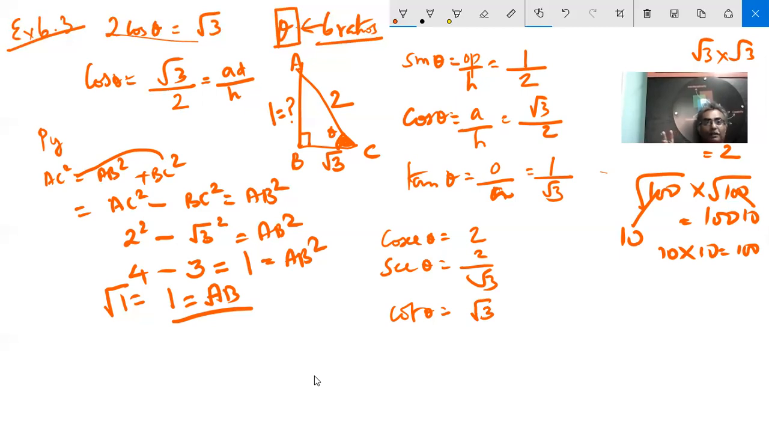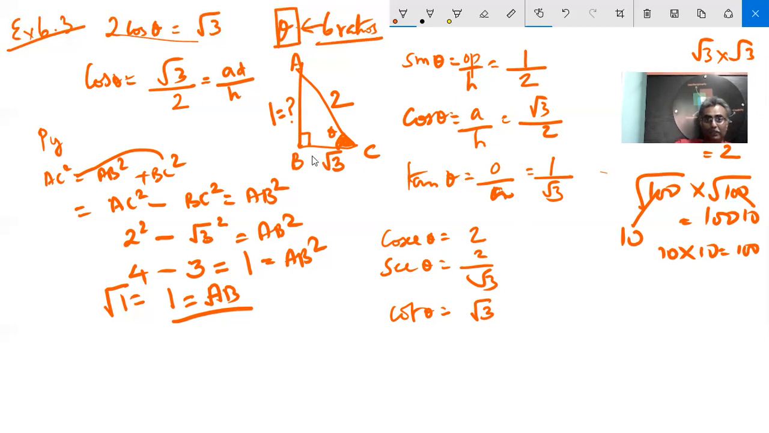The most important step is to realize that from 2 cos theta equal to root 3, you can arrive at cos theta is equal to root 3 by 2. Then make it adjacent by hypotenuse and draw the triangle. That is where the creativity is. Once you draw the triangle, you can apply the Pythagoras theorem very easily. After that, getting the ratios is a matter of formula. Very simple, but you should not make any mistake there.